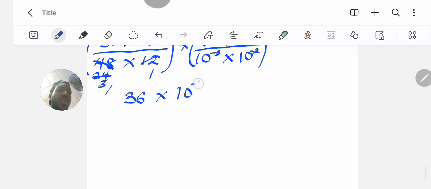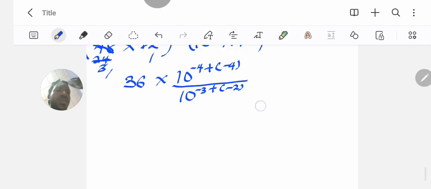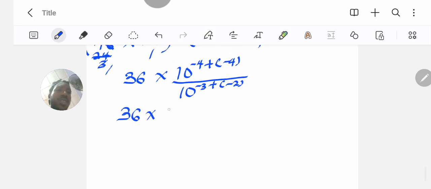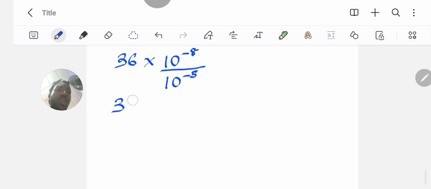We have 10 raised to the power of minus 4 plus minus 4 over 10 raised to the power of minus 3 plus minus 2. And it becomes 36 times 10 raised to the power of minus 4 minus 4, because plus times minus is minus, and 10 raised to the power minus 3 plus times minus again is this. So we have 36 times 10 raised to the power of minus 8 over 10 raised to the power of minus 5.